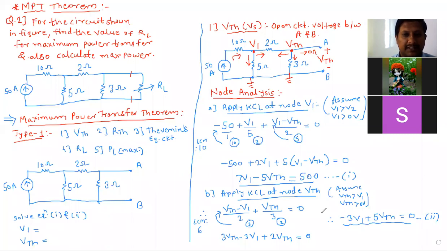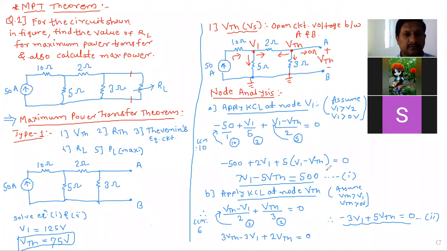If we add, since here we have minus 5 VTH and here plus 5 VTH, VTH cancels. 7 and minus 3 gives 4. 500 divided by 4 is 125. Check whether V1 is 125. Yes, sir. Okay, then put V1 as 125 in any one equation. See what VTH comes to. 75. Yes, VTH is 75 volt. So we can solve it orally also. 75 volt. So the first point is covered. VTH we have calculated.